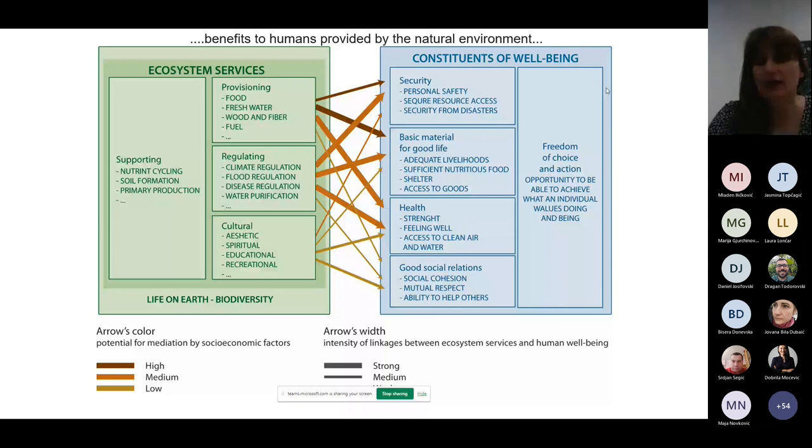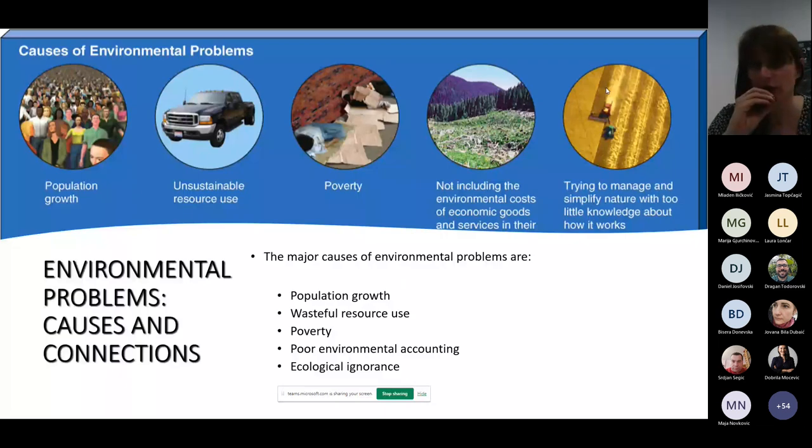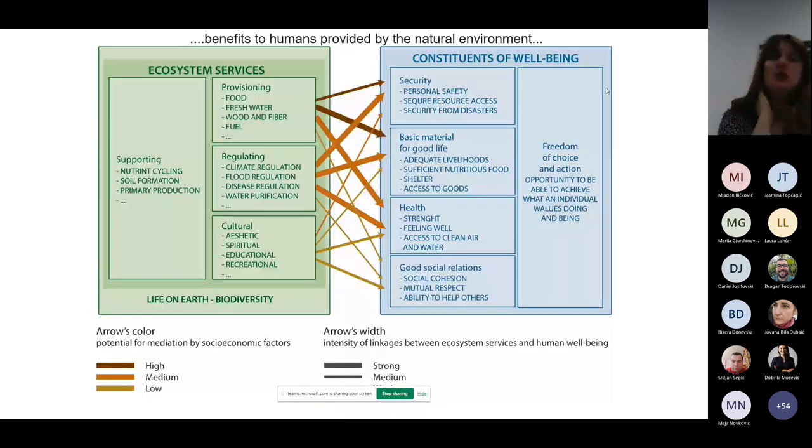So, as I said, poor environmental accounting. If we want to communicate environmental issues, we have to give them some quantity. We have to value them, because decision makers understand numbers. So we have to give a value to natural resources. This approach is called ecosystem services.